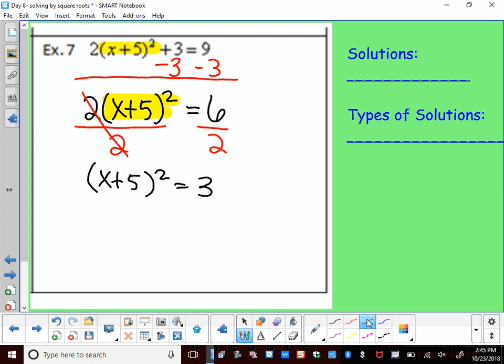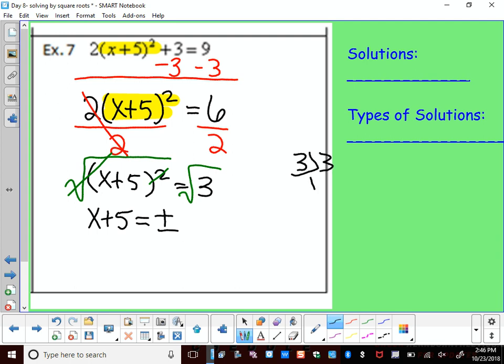Do I have my parentheses and my squared by itself? On the left side, it's by itself. So now I can take the square root of each side. My square and my square root disappear. So I'm left with x plus 5. What do I write before I simplify my square root? Plus or minus. Does 3 simplify? No, so it stays square root of 3.